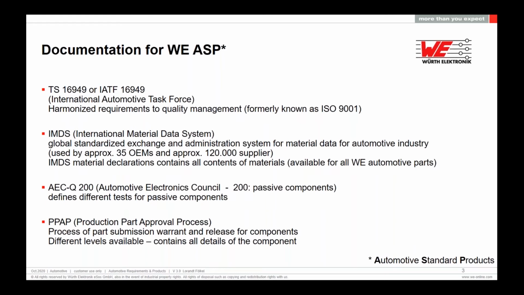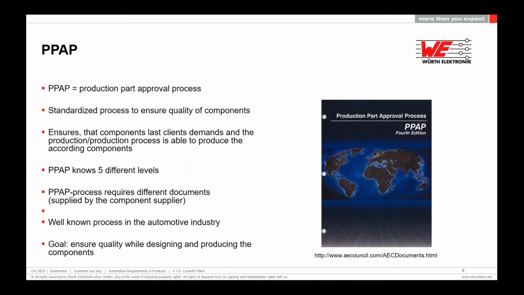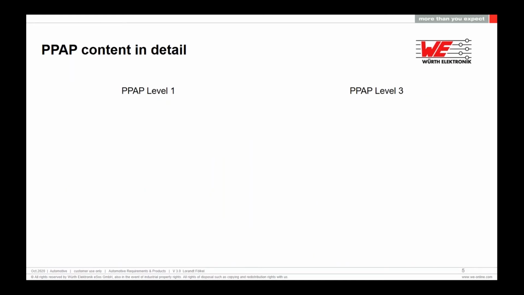This is kind of paperwork where you can additionally make the tests and you can supply all the results. So when we are supplying a PPAP level, there are 5 levels, but we are delivering 2 different levels according to the AEC council. Actually, level 1 and level 3. What is the big difference? By level 1, you get this part submission warrant, you get the datasheet, and you get the RoHS and REACH documentation.